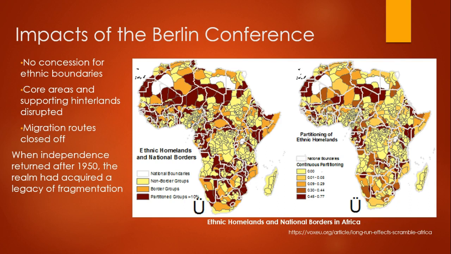You get core areas and hinterlands that are disrupted. So this disrupts economies, because now you're interrupting systems of exchange between rural and urban areas. You're interrupting migration routes. You're closing those off, so pastoral herding routes are obstructed. Trading routes are closed off. Again, disrupting economies. By the time independence finally starts to return to Africa in the 1950s and finally is completed by the 1990s, the realm has acquired this legacy of political, cultural, and economic fragmentation. So let's dig into that a little deeper.